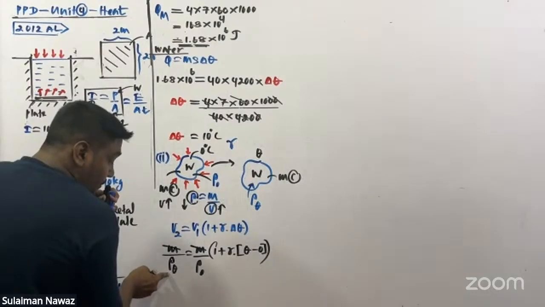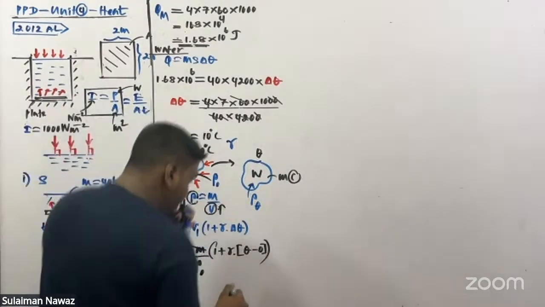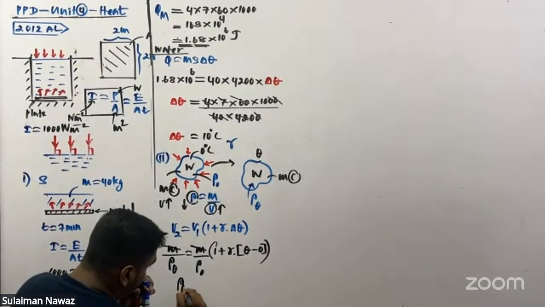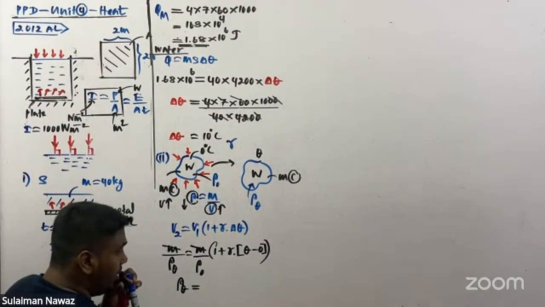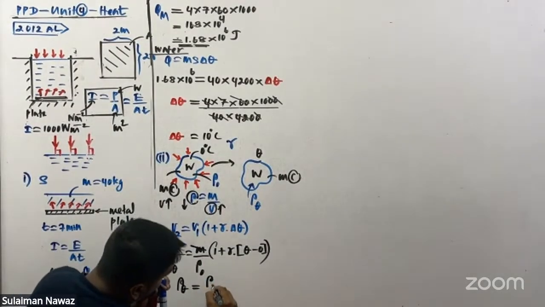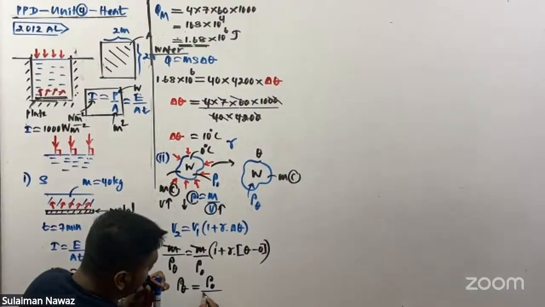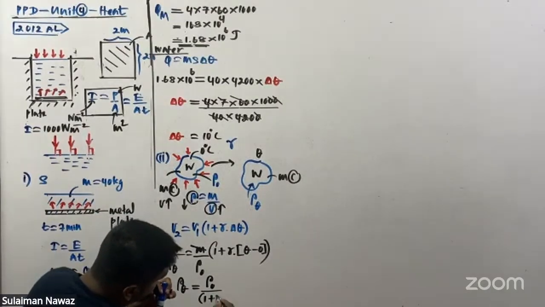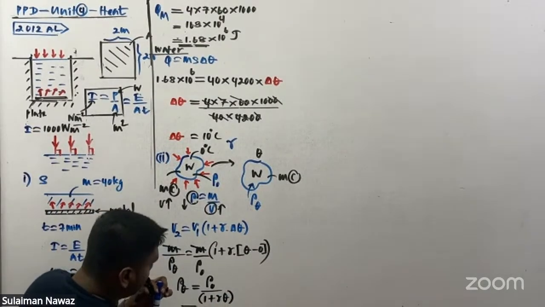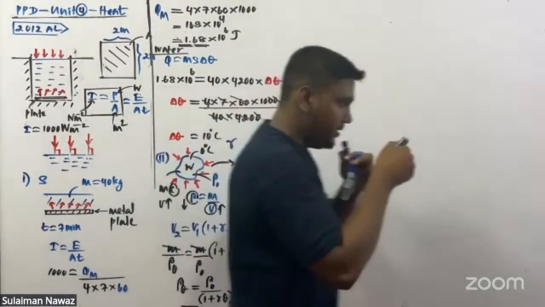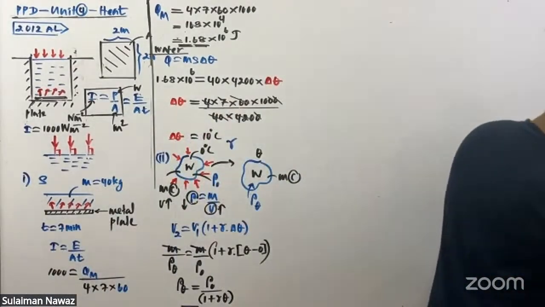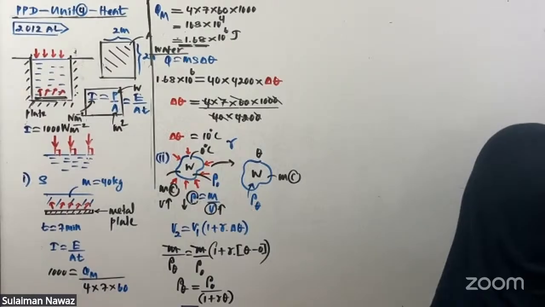They're asking us to write an expression for rho theta. If we substitute rho theta, we can write that rho theta equals rho naught over 1 plus gamma theta. Done. That's Roman number 2 discussed. Now Roman number 3.